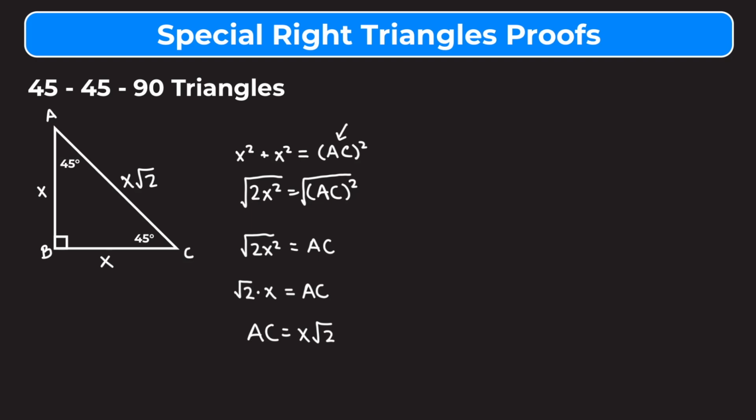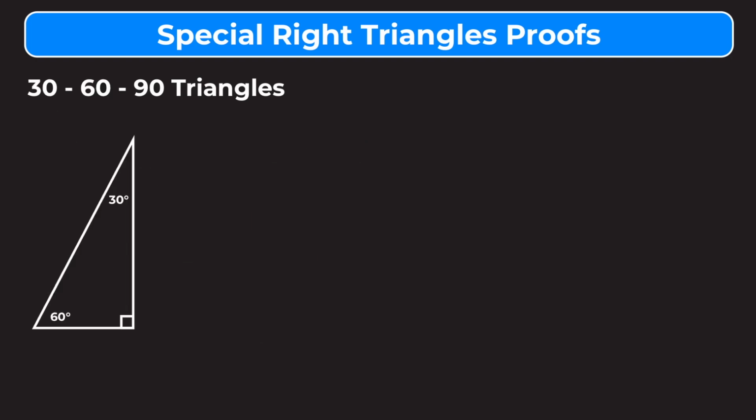So now what we're going to do is derive or prove the rule for 30, 60, 90 triangles, which is a bit more challenging. So now we're looking at a 30, 60, 90 triangle. So we have an angle measuring 30 degrees, 60 degrees, and a right angle measuring 90 degrees. And we want to prove the rule for this. So what we're going to do is let our hypotenuse equal x.